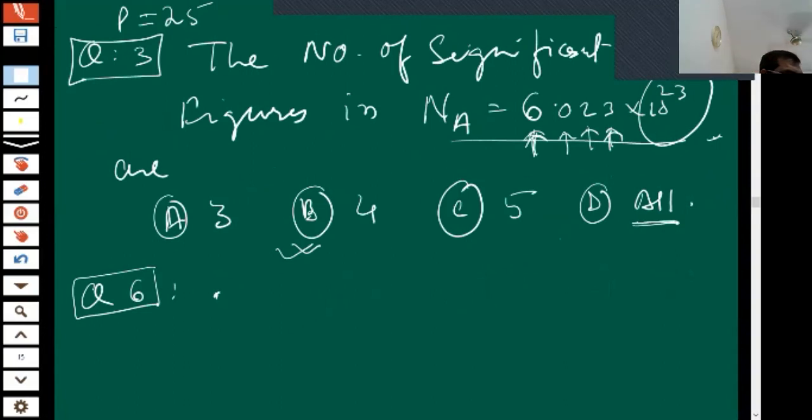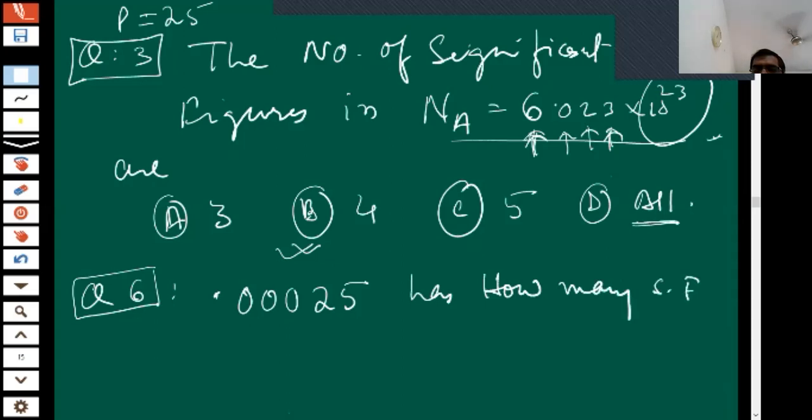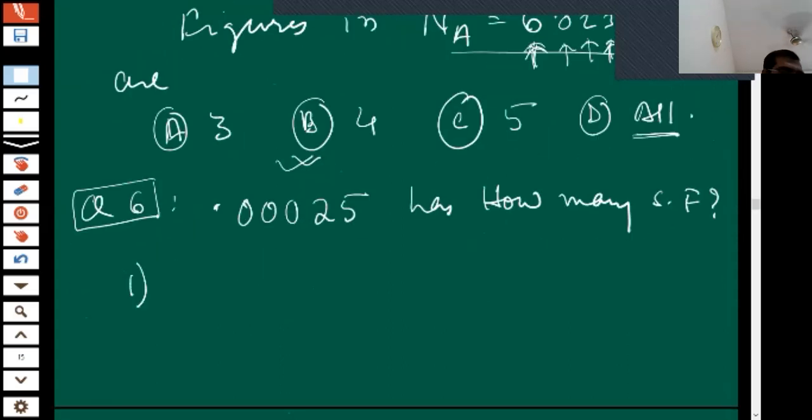So 0.000, okay, 25 has how many significant figures? Option A is 6. Option B is 3. Option C is 4, and option D is 2.